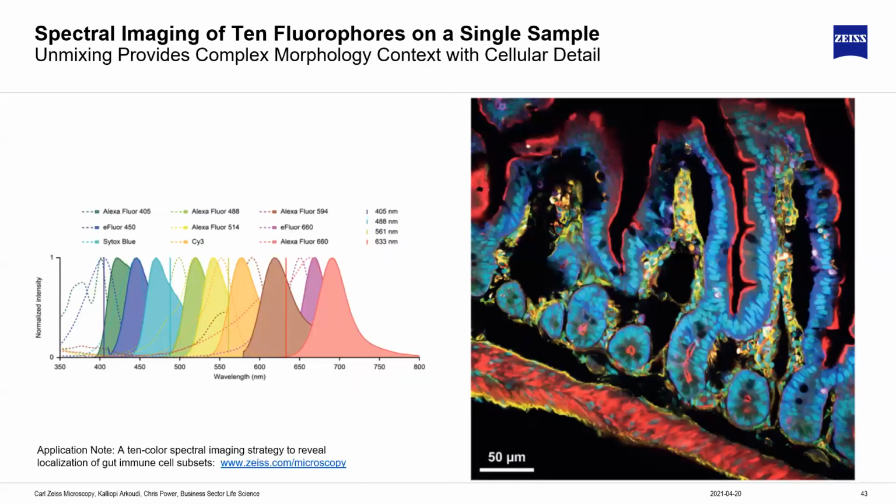sample. So this is a sample of an intestine where essentially the researchers are looking at the localization of different immune cells in the gut, and that made it very important for them to be able to use multiple different fluorophores at the same time in order to see the interactions between the different immune cells.